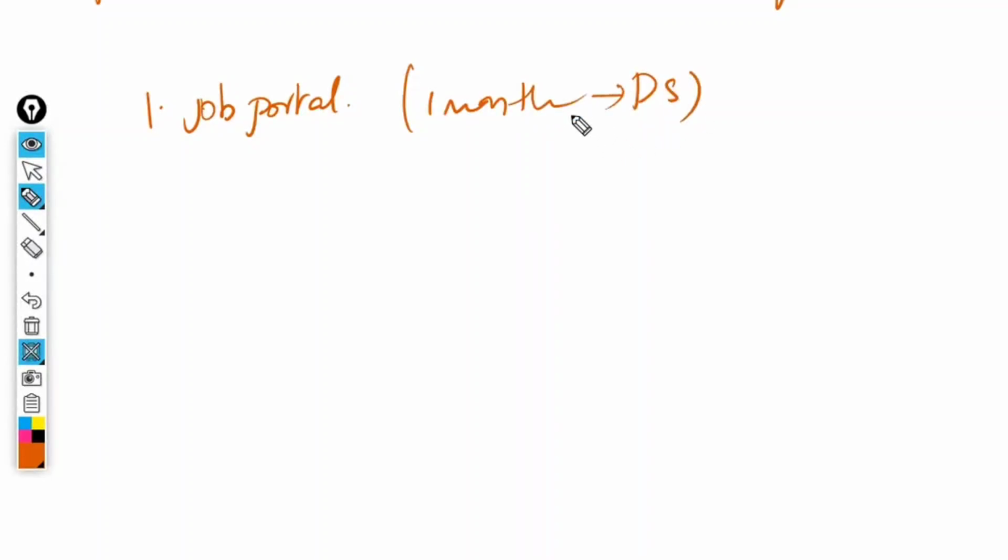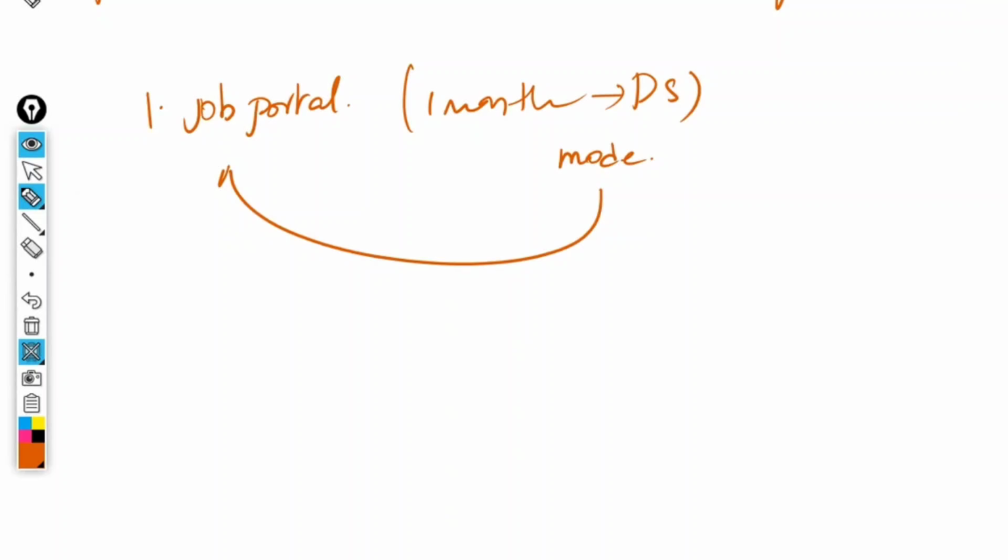Over the last 1 month, just observe how many data science jobs are there, and from which domain they have asked for the most jobs. Apply the mode. From which domain have they asked for the most jobs? That domain, you do the project. If more jobs are from healthcare, do the healthcare project. If more are from finance, do the finance project. If more are from pharma, do the pharma project.